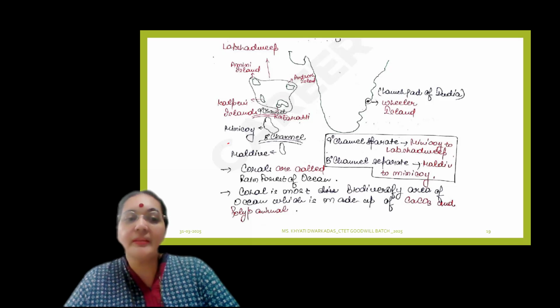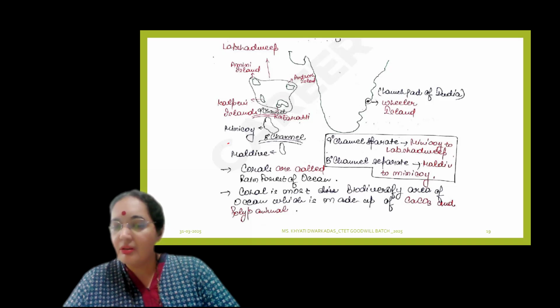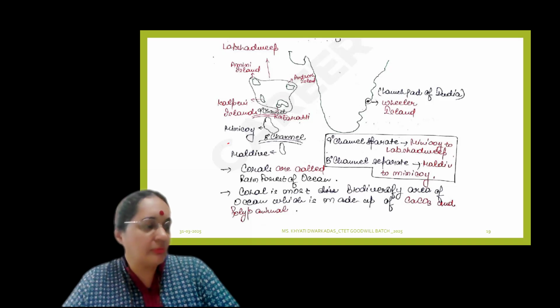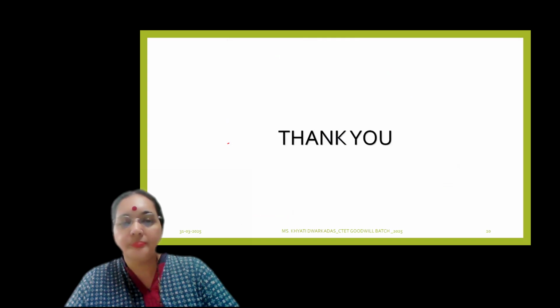Corals are called the rainforests of the ocean. It is a very good biodiversity of the ocean. And of course, maybe next time I'll try and get you a picture of the coral islands that we have in our country.